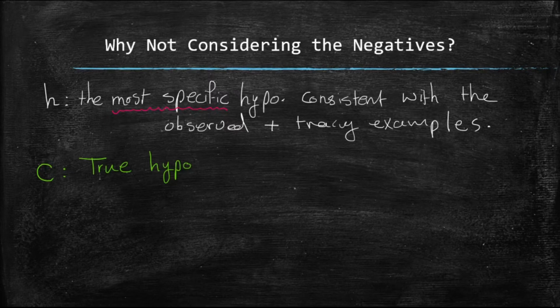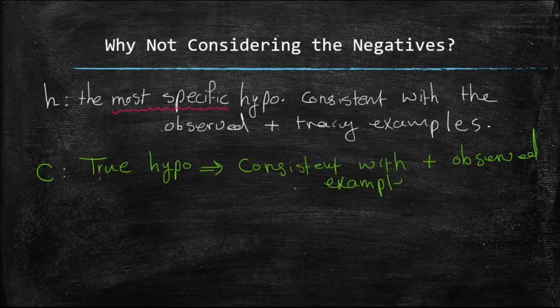But then again, remember that this C is also consistent with positive observed examples. So no problem with that, because we're sure that C will classify everything perfectly. And we know that at every step during our exploration, every H that we converge to, every H that we learn, is the most specific one, right? And there is a C somewhere in that hypothesis space that we're trying to find.